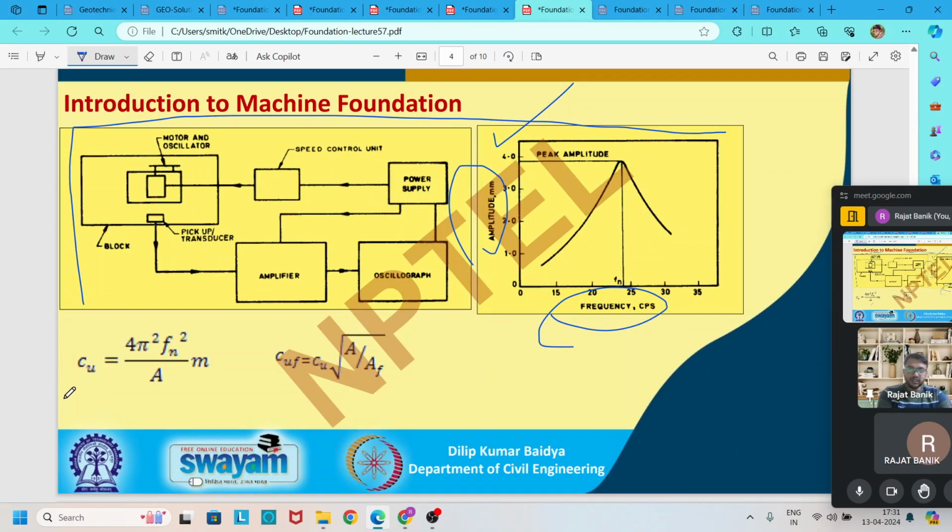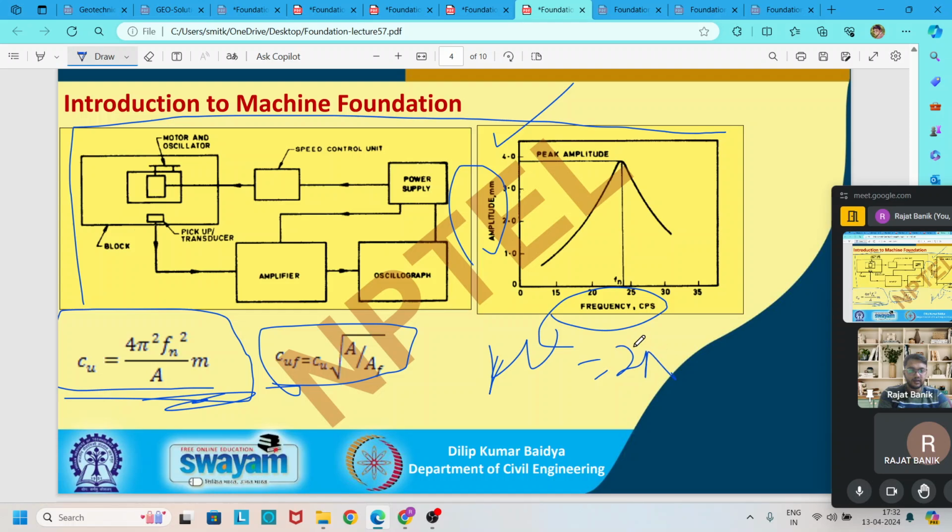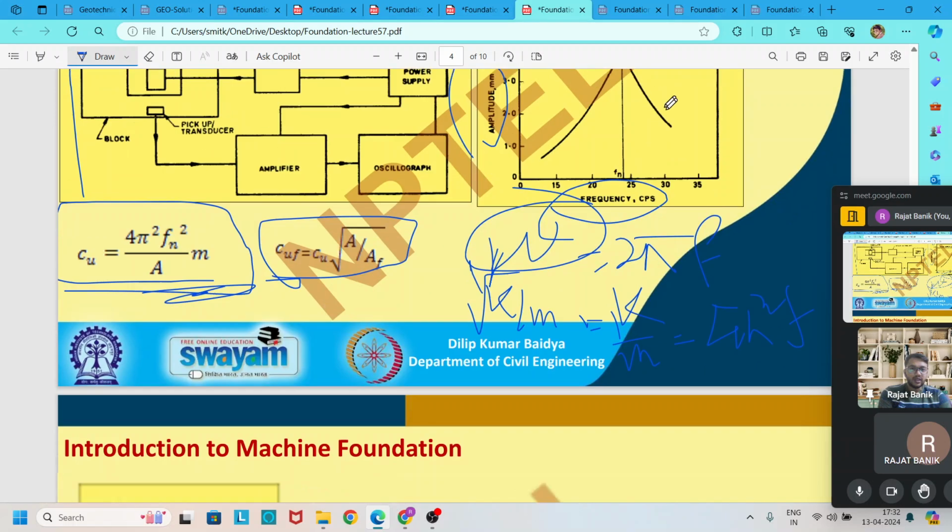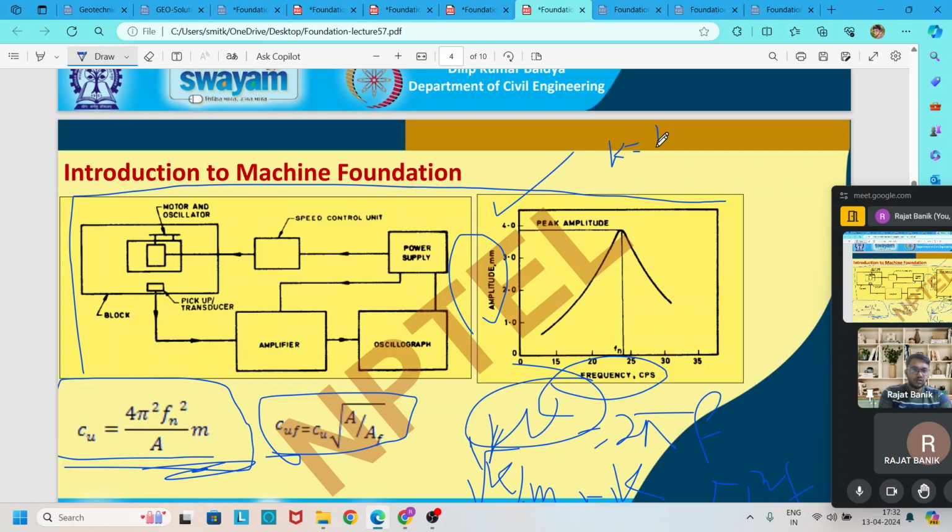So we see that there is one equation or formula given to find out this coefficient of uniform compression. So how does this equation arrive? You see, we know that omega is equal to 2 pi f. And again we know that omega is equal to root over k by m, and if you square it, it will become k by m is equal to 4 pi square f square. And we know that then k is equal to 4 pi square f square into m.